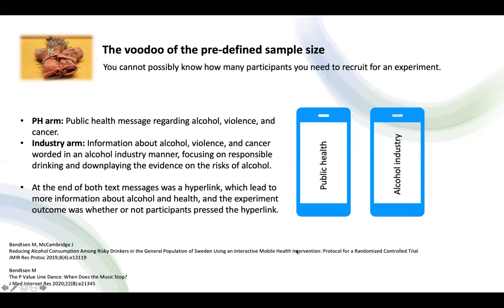And at the end of the text message, we had a link which you could press to get more information. And the only thing we wanted to know was, do people who get the industry arm information, are they sort of numbed out? They were concerned about drinking, but then we tell them, well, it's complex and maybe you shouldn't be that worried and so on. So maybe they're less likely to press the link. They're happy with the information they got.